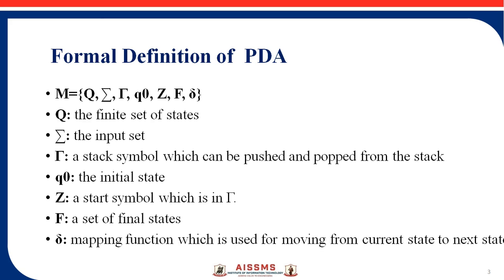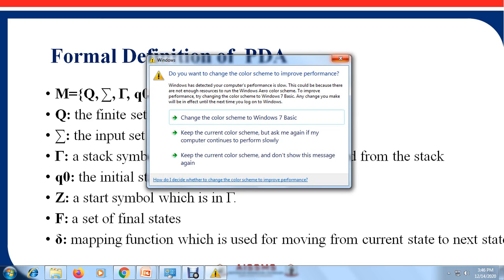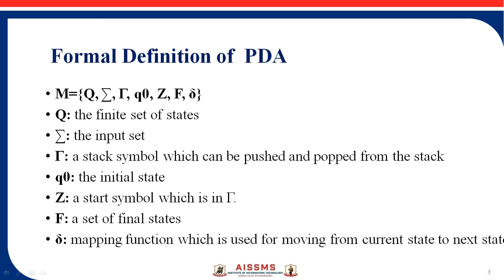Okay, this is the formal definition of PDA. The tuple of PDA is defined as M equal to (Q, Σ, Γ, q0, Z, F, δ). Q means the finite set of states, Σ is the input set, Γ means the stack symbols which can be pushed or popped from the stack, q0 is the initial state, and Z is a start symbol which is in Γ. F is a set of final states, and δ is the mapping function which is used for moving from the current state to the next states.